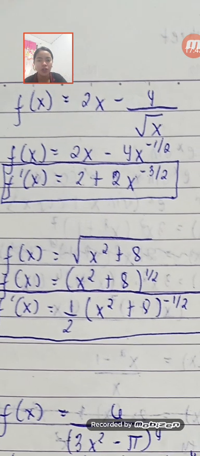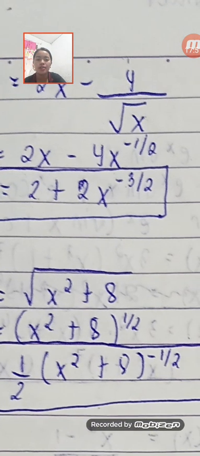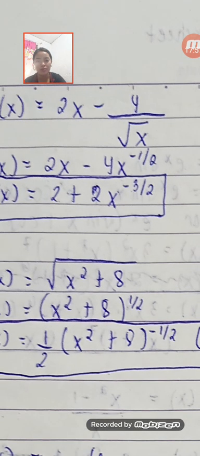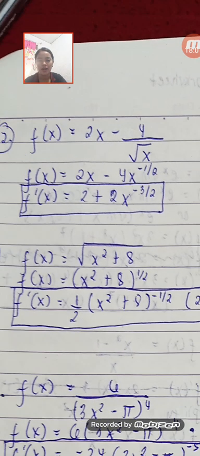So we come up with f of x is equal to 2x minus 4x raised to the power of negative 1 over 2. Because if you rewrite this square root of x, the exponent will become negative. So that is basic algebra.